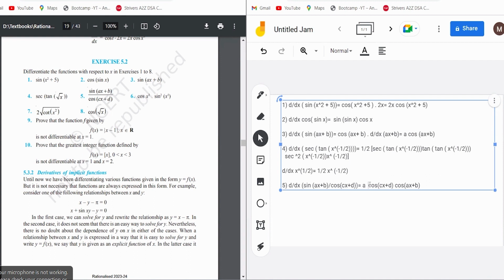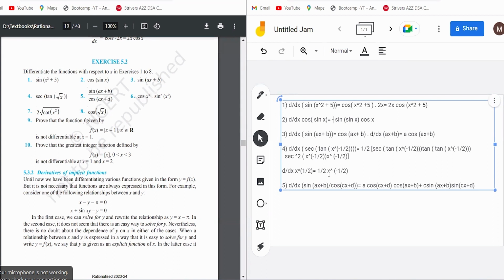Okay. This thing minus numerator as it is, that is sine of ax plus b, as it is into differentiation of denominator. What is denominator? Denominator is cos of cx plus d. Differentiation of cos is minus sine. So it would be minus, minus, plus sine of cx plus d. And now differentiation of cx plus d, which is nothing but c. So we will keep the c here. Okay. In this question, I did not apply minus sign. I forgot. So please make the changes.